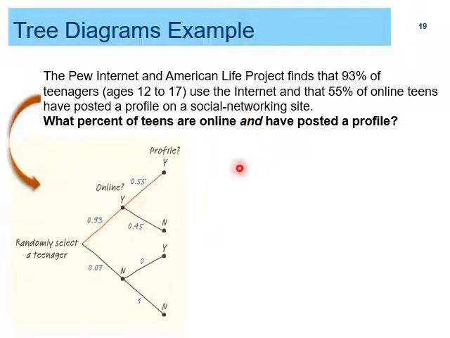We are going to make a tree diagram. So we are randomly selecting a teenager. There is a probability of 0.93, because we know that they are using the internet. So if it's yes, then what is the probability? 0.93. Though it is not given what the probability of no is, we know 1 minus 0.93 is 0.07. So we will write 0.07 for no.